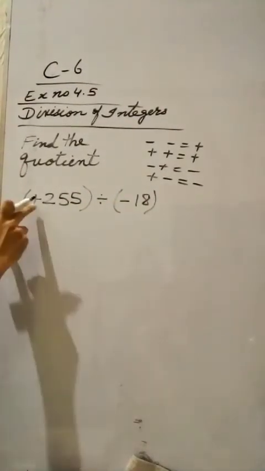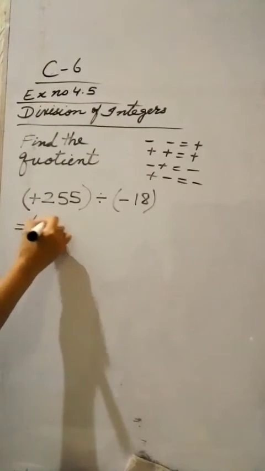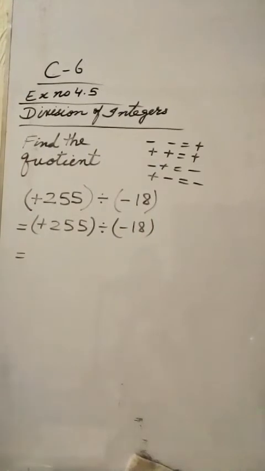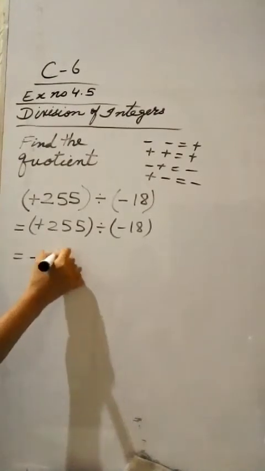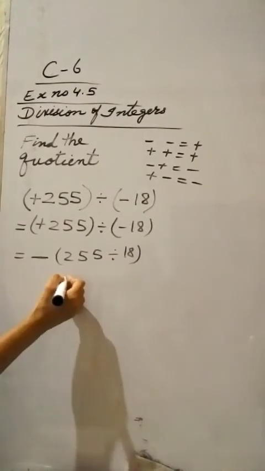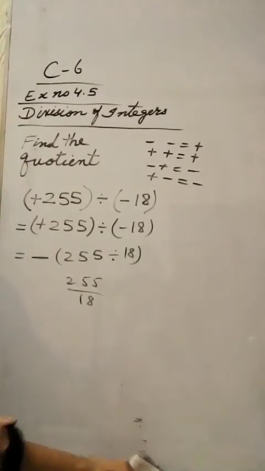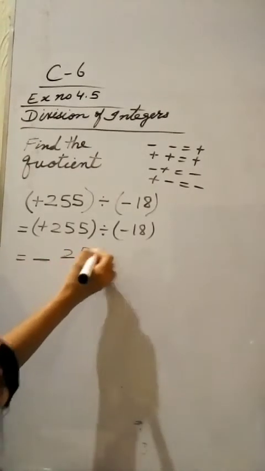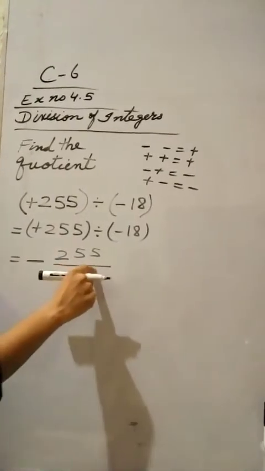First of all, we need to solve the sign. Minus plus, plus minus, minus. Write your question again and solve the sign first. Minus plus minus. You can solve like this: 255 divided by 18. But when we have a question find the quotient, it's better to write in the fractional form. 255 divided by 18. Put the minus sign and equality sign in front of the fractional line.